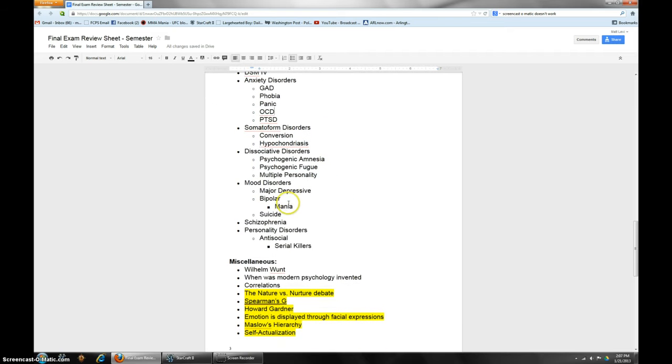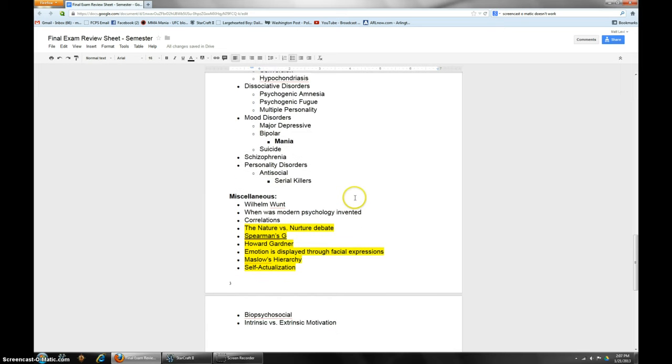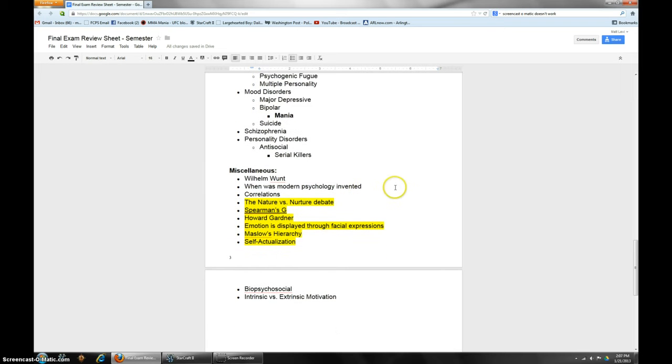Some other interesting ones is the difference between depression and bipolar, and of course the main difference is this one here, mania. Maybe I'll put that in bold. Other than that, let me just get down to the miscellaneous because this is stuff that was completely uncovered. Well, not completely. I covered it the last day before the exam, but here we go.